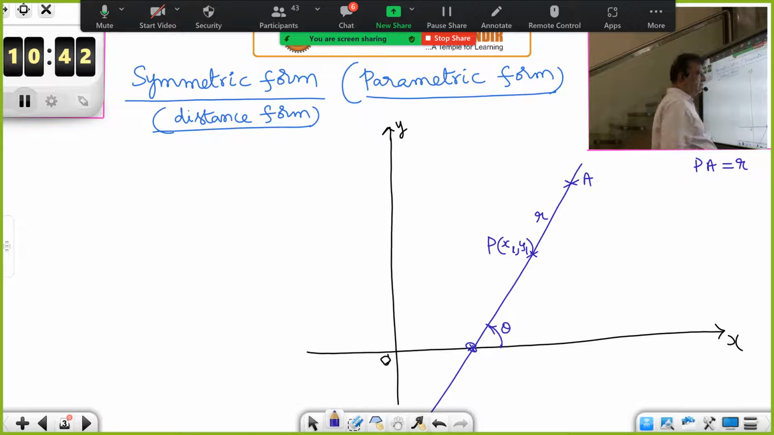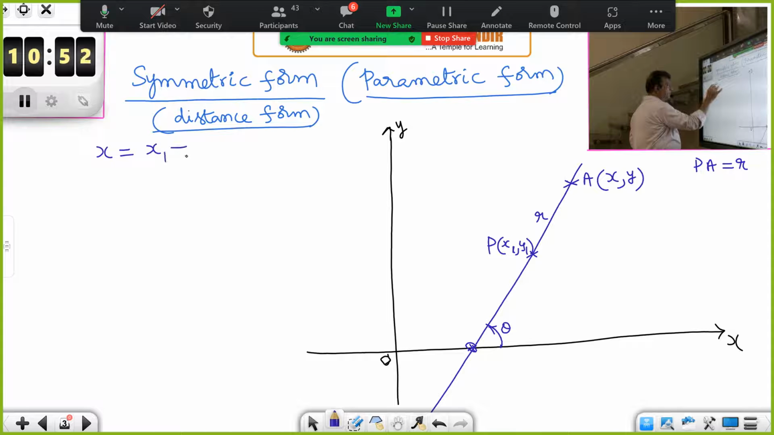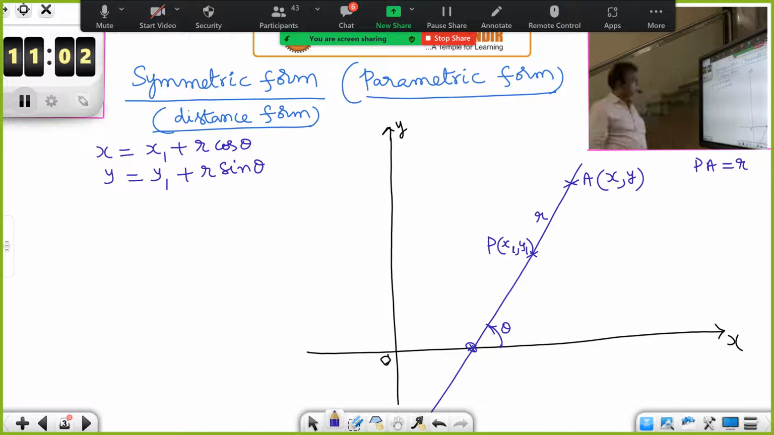So we will prove that if x comma y are the coordinates, then x is equal to x1 plus r cos theta, y is equal to y1 plus r sin theta. Okay, x is equal to x1 plus r cos theta, y is equal to y1 plus r sin theta. That can be easily shown like this.